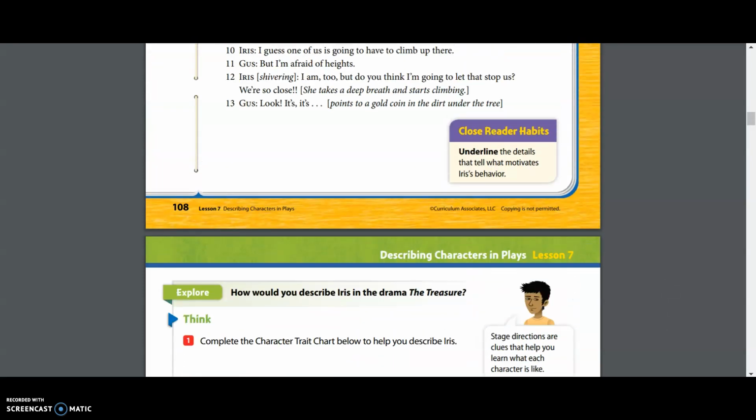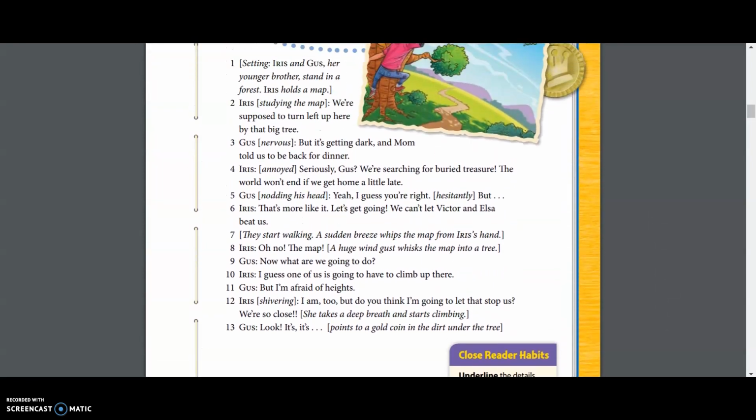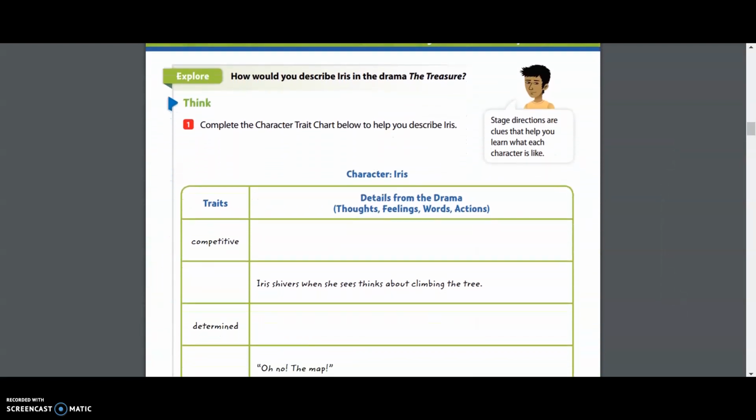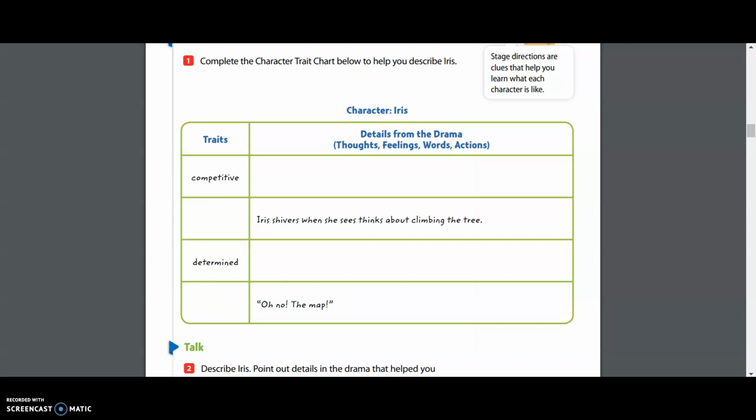If we go look back up in our drama at line 6, right next to where it says Iris, it says, "We can't let Victor and Elsa beat us." Those words right there show us that Iris is competitive. So in our chart, we're going to write those words in next to where it says competitive. We're going to put, "We can't let Victor and Elsa beat us." The reason that we're doing this is because this provides evidence from our text or from our drama that prove that Iris is competitive.